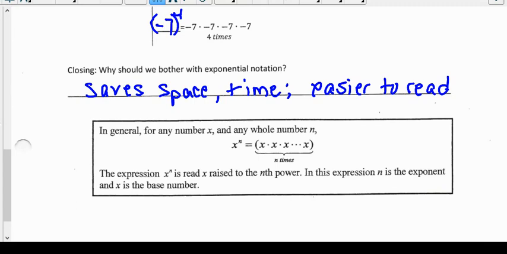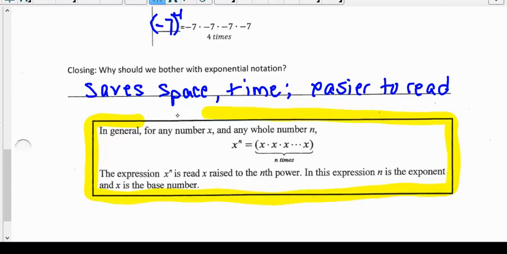Okay, so the important part here, let me see if I can get you a little highlighter on this, is for any number x and any whole number n, this is going to be our base, our factor. What are we multiplying over and over? This is going to be how many times we do it. So this is just in general what the notes were about, right?